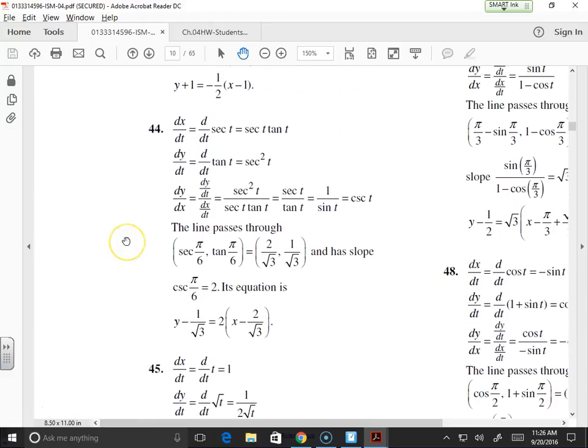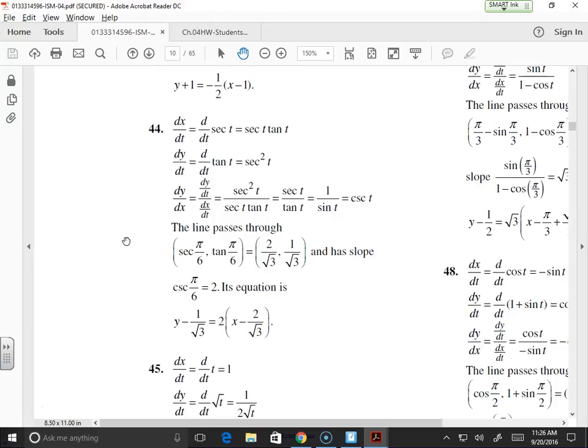44's final answer is the tangent line: y minus 1 over rad 3, or rad 3 over 3, I suppose, equals 2 times x minus 2 over rad 3. The final derivative was cosecant of t. And then, in order to find their point, they had to plug pi over 6 into x of t and y of t to get the x and the y to plug into the equation.